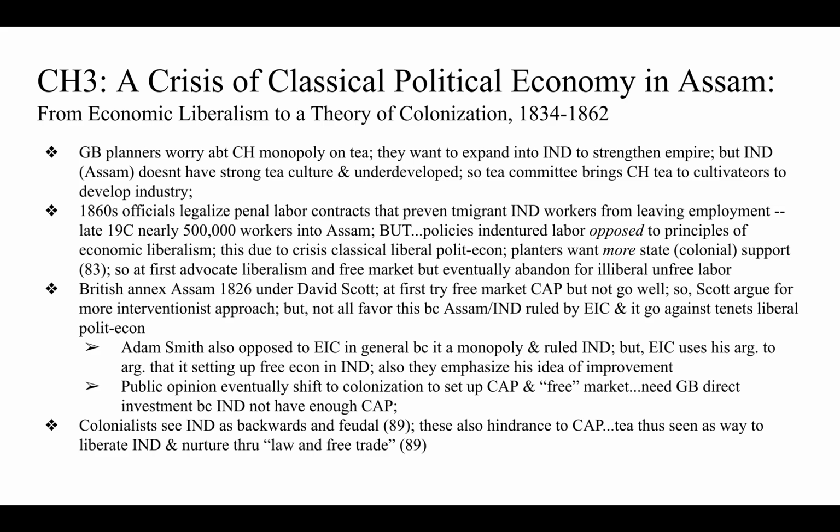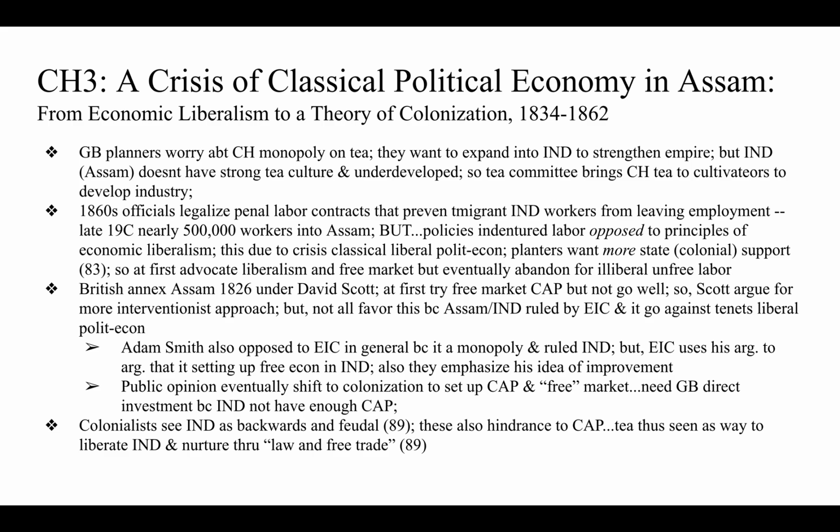Okay, then he looks at the situation in India. Chapter 3 is called A Crisis of Classical Political Economy in Assam, From Economic Liberalism to a Theory of Colonization, 1834 to 1862. So British planters were worried about the Chinese monopoly on tea, as mentioned in the introduction. They wanted to expand tea production into India and to strengthen the British Empire as well. But India didn't have a strong tea culture, as I mentioned, and tea production there was really small scale.